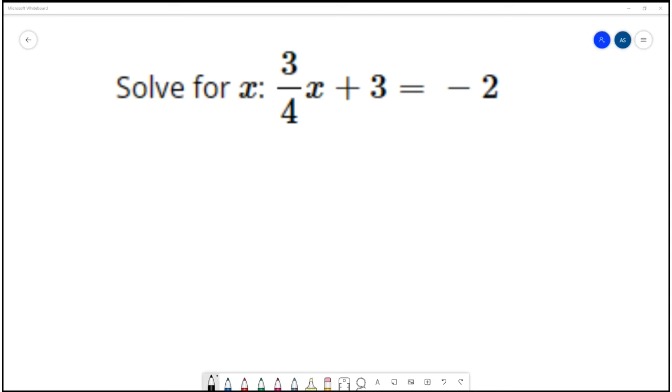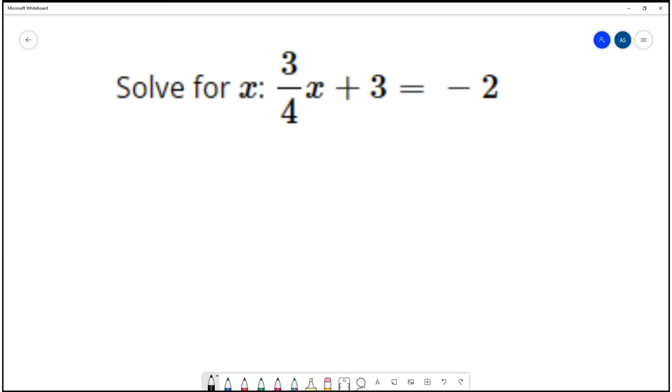So now I'm going to work questions 6 through 10 on the practice test. This is question 6. Solve for x. The equation is 3/4 x plus 3 equals -2.